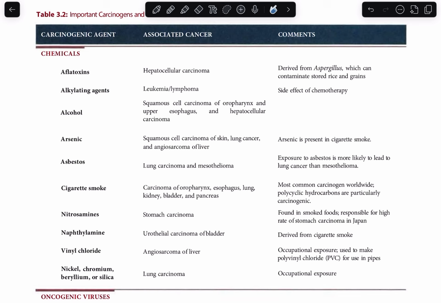We have aflatoxins, which are associated with hepatocellular carcinoma, and are derived from Aspergillus, which can contaminate stored rice and grains. We have alkylating agents associated with leukemia/lymphoma, and it is a side effect of chemotherapy. Next is alcohol, associated with squamous cell carcinoma of the oropharynx and upper esophagus, and hepatocellular carcinoma.